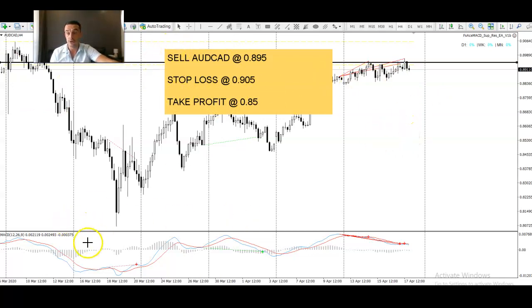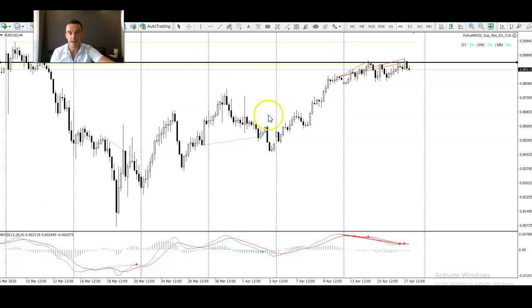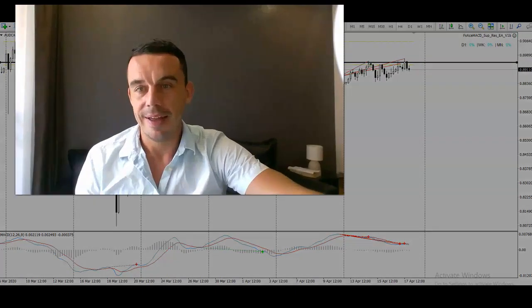If you do choose to take the MACD signal with it, it is an entry straight off the bat on Monday morning. Really like the setup, it's a nice setup, and yeah, one of my favorites for the week. So that's the signal, Aussie CAD.